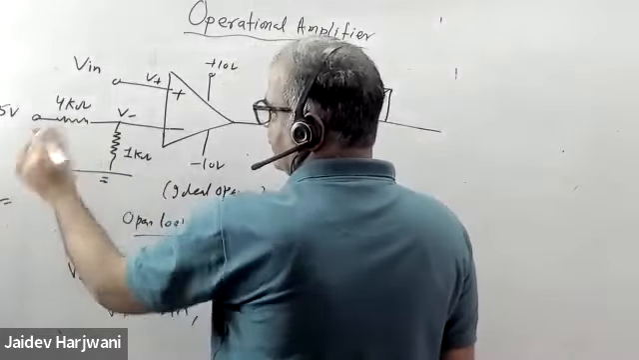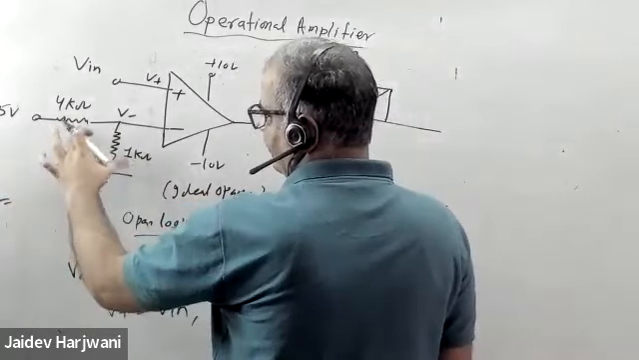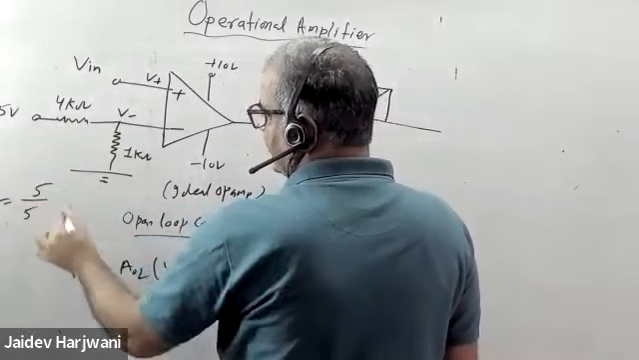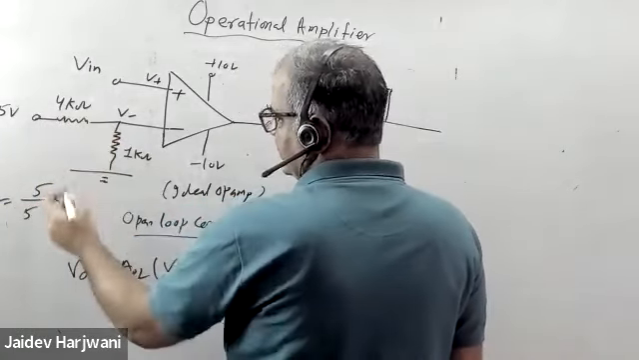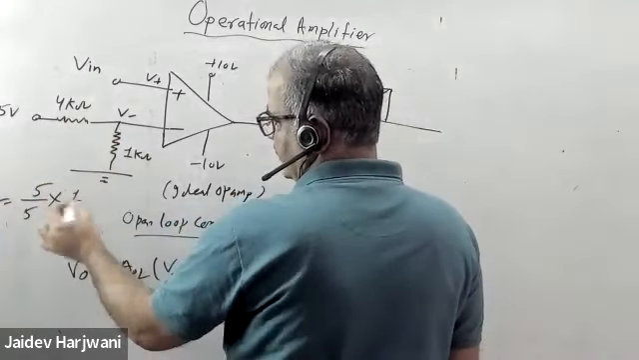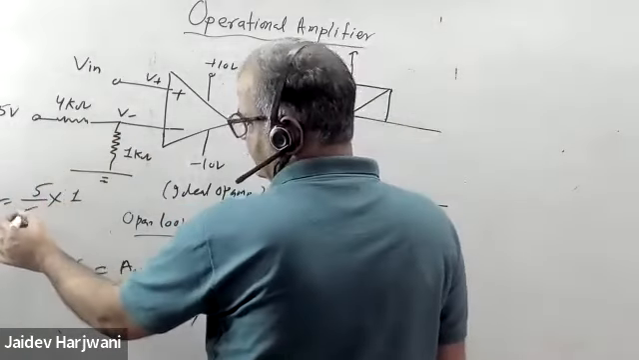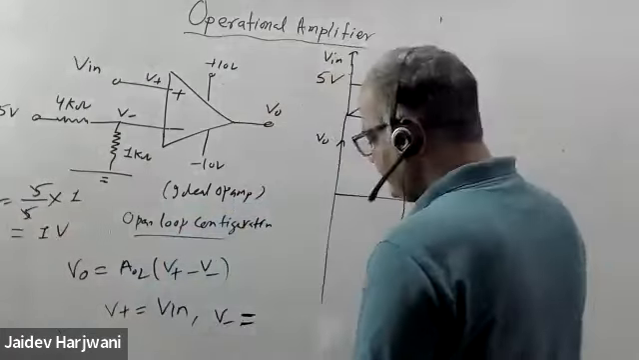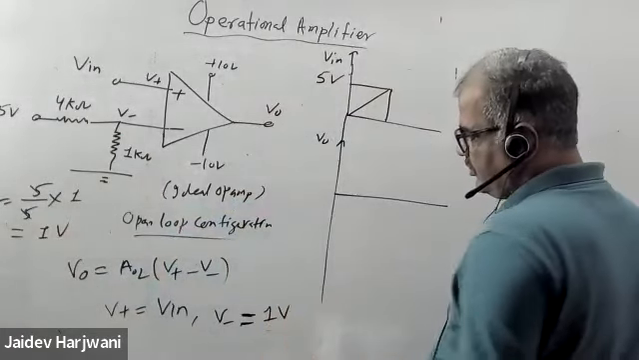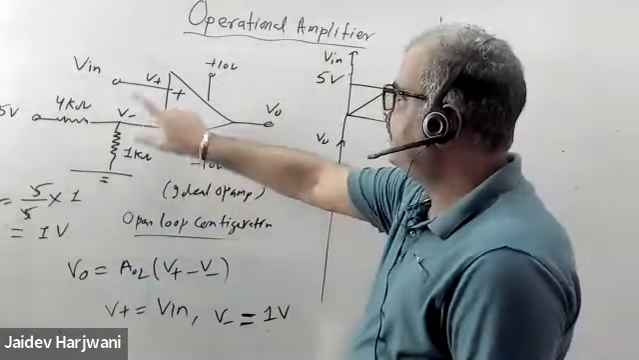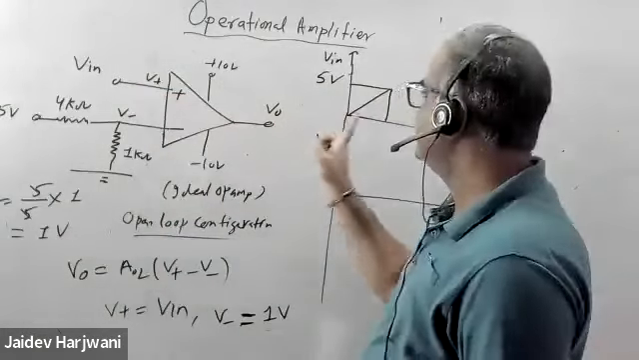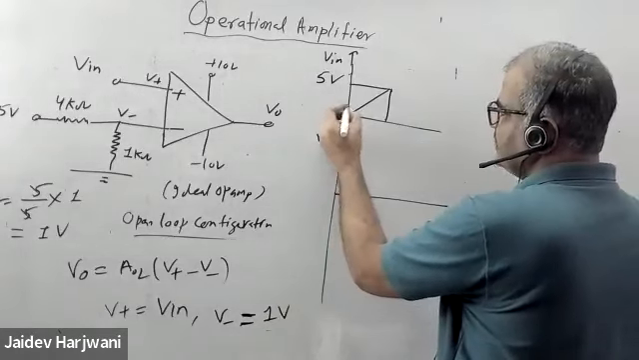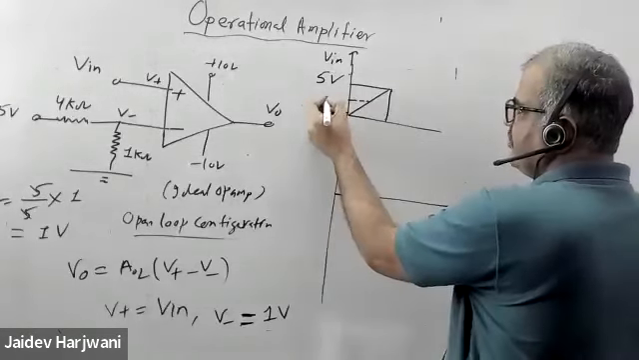By voltage division, you have a total of 5 kilo ohm, so the current will be 5 divided by 5, multiplied by the 1 kilo ohm across which we take the voltage. So you get 1 volt. So V minus is 1 volt. Now your V minus of 1 volt is fixed, but V input is changing.